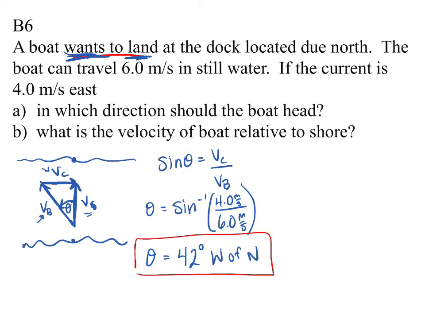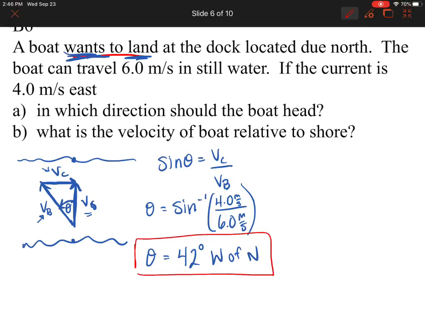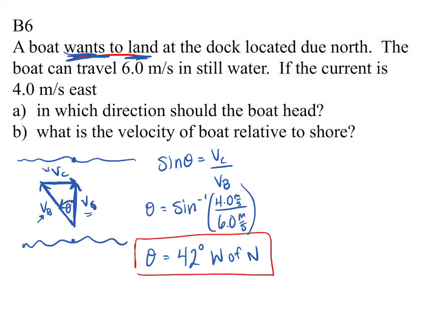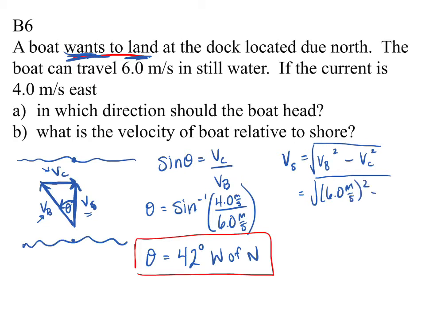And now part B says, what's the velocity of the boat relative to the shore? The direction of the velocity of the boat relative to the shore will just be north. So in this case, I'm not going to add when I get to Pythagoras, am I? No, I need to take the hypotenuse, square it, and then subtract the shorter side and square it, right? Because that's how Pythagoras works, which I'm not going to go over in detail. I'm pretty sure you guys know how to use Pythagoras at this point.